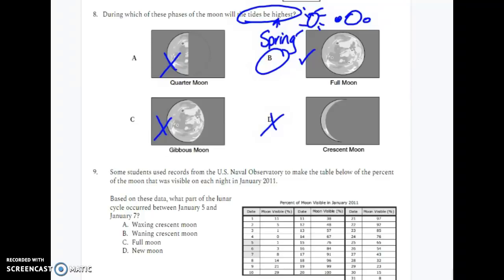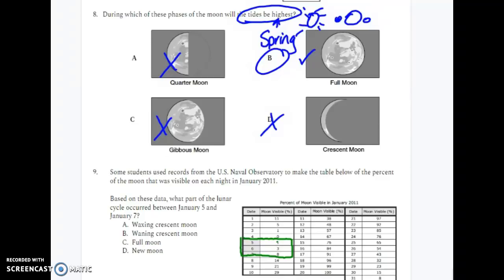Number 9, some students use records from the U.S. Naval Observatory to make the table below of the percentage of moon that was visible on each night in January 2011. Based on these data, what part of the lunar cycle occurred between January 5th and January 7th? So we're looking at these dates right here. It looks like we're starting at about 1%. It goes to 3 and then to 8.